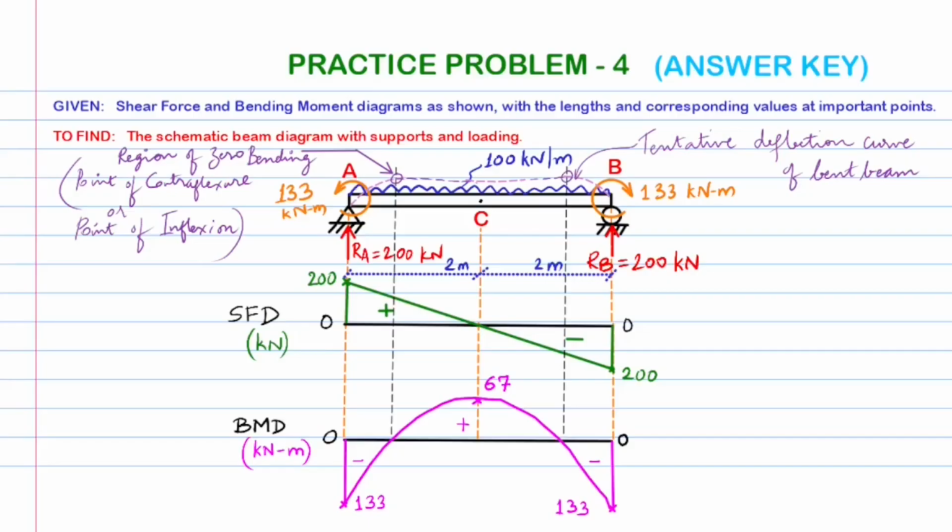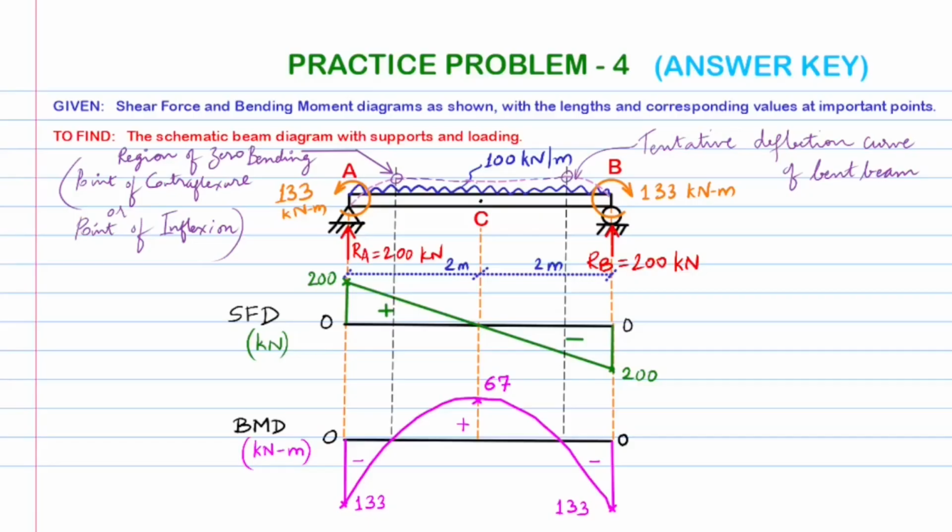of the same value. The direction of the concentrated moment applied at A is hence shown in a counterclockwise direction, while the moment applied at B is shown in a clockwise direction, both of which tend to bend the beam to create a hogging moment near the ends. To visualize this situation, a tentative dashed curve is shown on the schematic beam diagram, indicating the possible deflection curve.